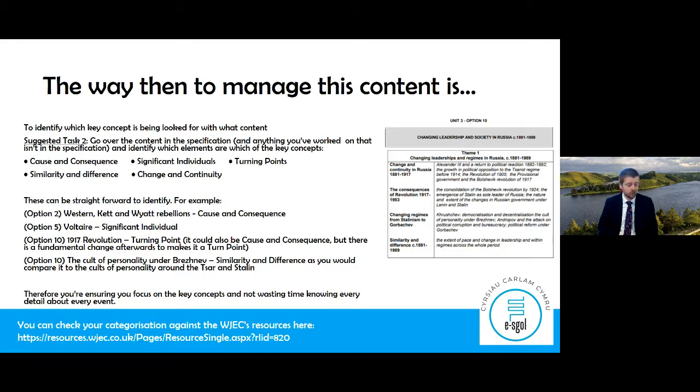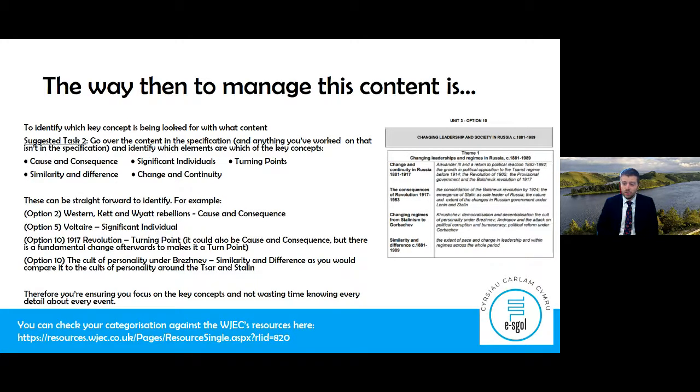Option 5, looking at the Ancien Régime in France, Voltaire is specifically mentioned in the specification. Now, he would be a significant individual. It's his significance as an individual you need to focus on, not everything there is to know about Voltaire.